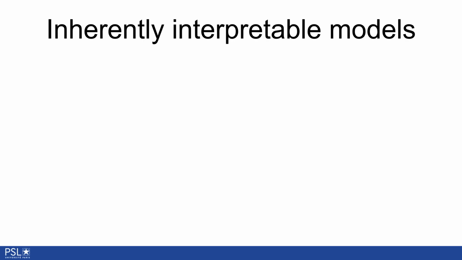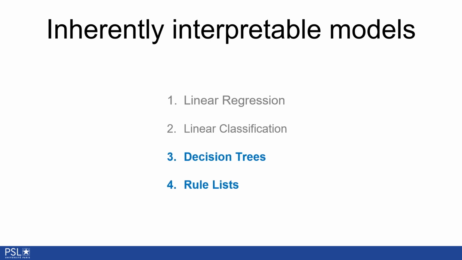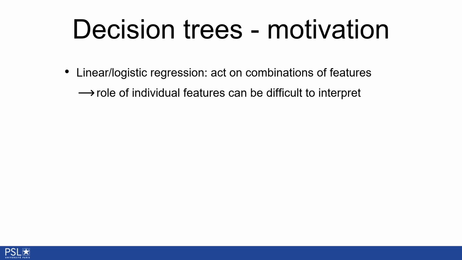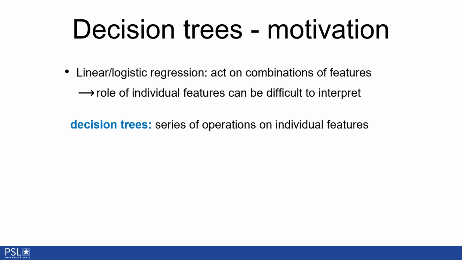In the rest of this lecture, I will briefly cover two additional classes of models that can be interpretable: decision trees and rule lists. Let's start with decision trees and with a motivation for this class of models. The linear and logistic regression models that we covered so far act on linear combinations of features, and this can sometimes make it difficult to interpret the roles of individual features. In contrast, decision trees are a class of models based on a series of operations on individual features.